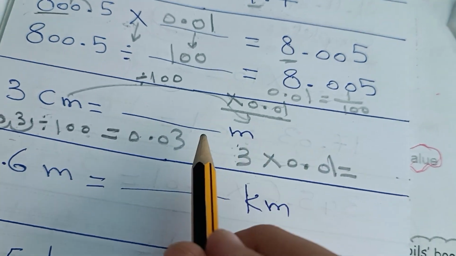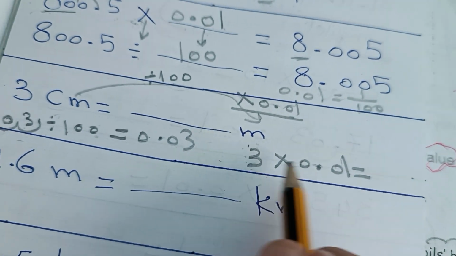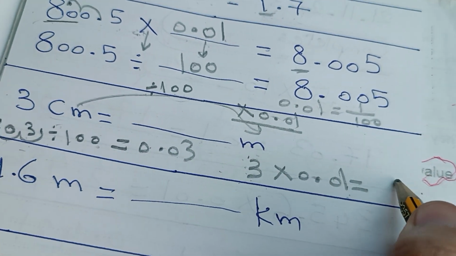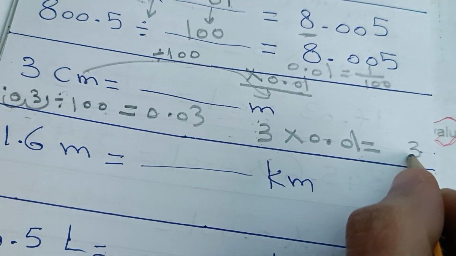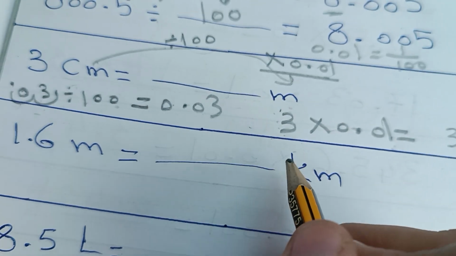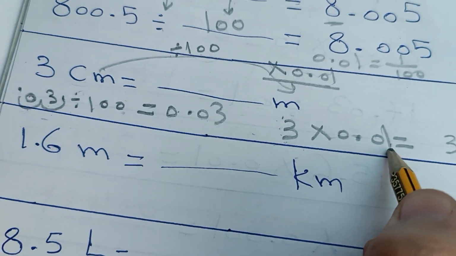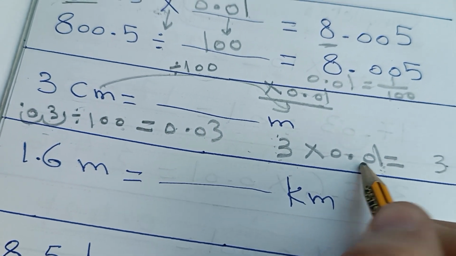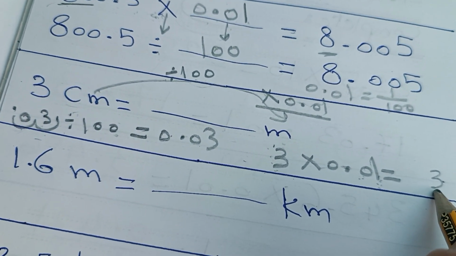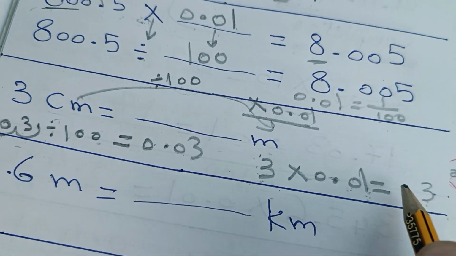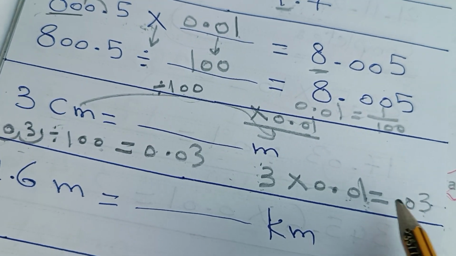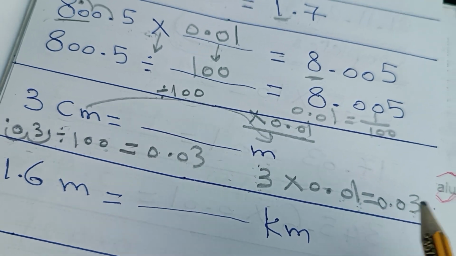Here I can solve it using the standard algorithm. I will ignore the decimal point and look at 3 times 1. 3 times 1 equals 3. Let's put the decimal points. How many decimal places do you have here? Nothing. How many decimal places do you have here? 1 and 2. So I will put the decimal point after 2 digits from the right: 1, 2. I don't have another digit, so I will keep the place by putting 0.